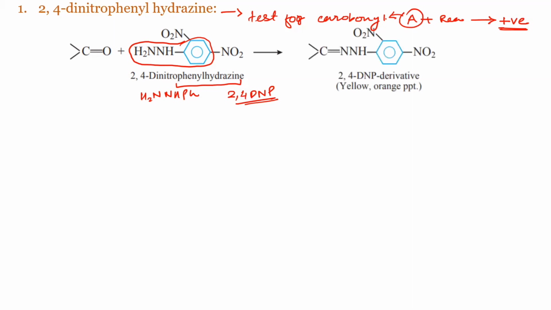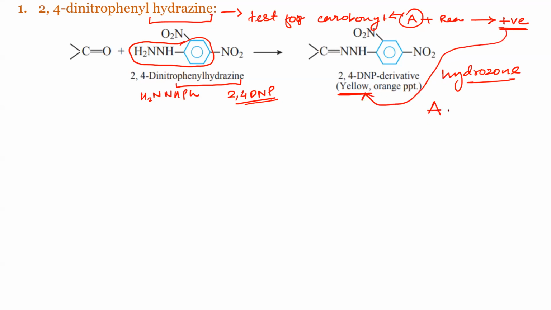Then what product do you get? You get a derivative of 2,4-dinitrophenylhydrazine, which is orange in color. In place of hydrazine, you can write hydrazone. So this is 2,4-dinitrophenylhydrazone, which is yellow in color. So this positive test is yellow color.